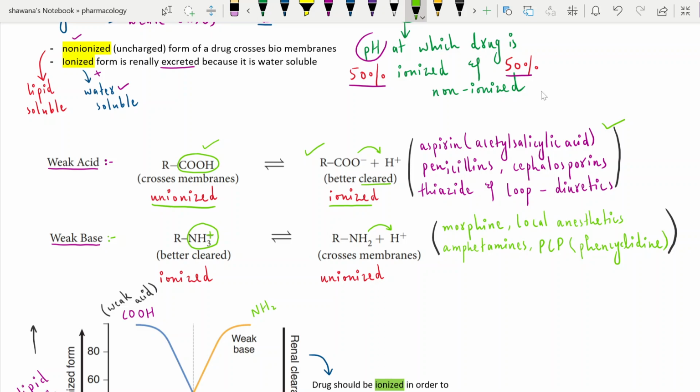The examples of weak bases are morphine, local anesthetics, all the canes which are used for local anesthesia purposes, amphetamines, and PCP. PCP is phencyclidine, and it can be used in clinical vignettes. For example, the question can be about a local anesthetic or about amphetamines. So you need to think of weak bases because these are weak bases.